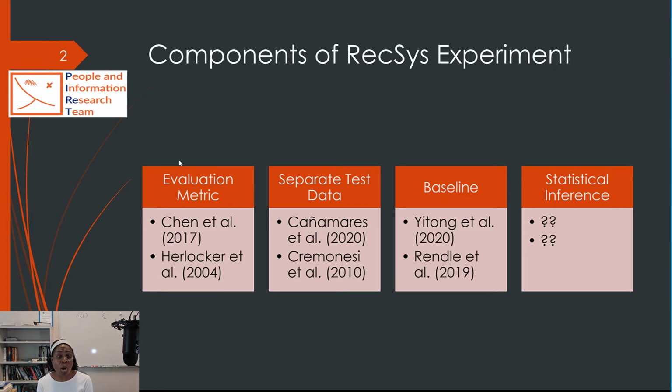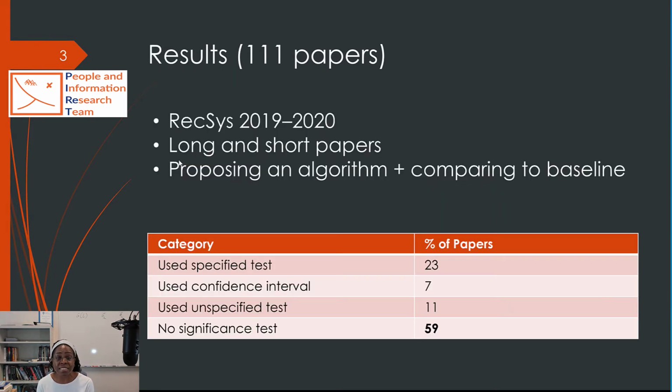We found work on how to select evaluation metrics, how to select baselines, and how to split data sets, but we did not find much on how to conduct statistical analysis on our evaluation results. This led us to ask the question, is the RecSys community paying sufficient attention to the choice and use of statistical inference? To answer this question, we conducted a systematic study to assess how statistical techniques are currently being used.